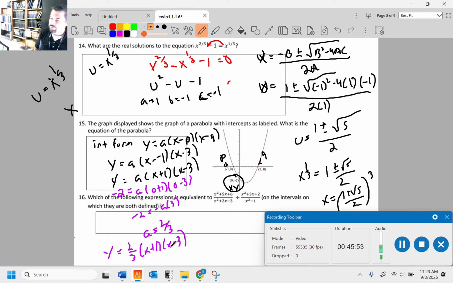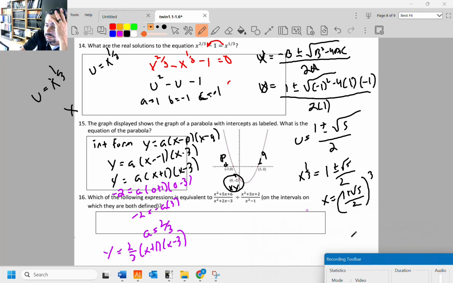Now, there might be more to this. You might need to put it in standard form. You might have to FOIL. I don't know. A little low on time. I've got about 3 minutes till the next class.